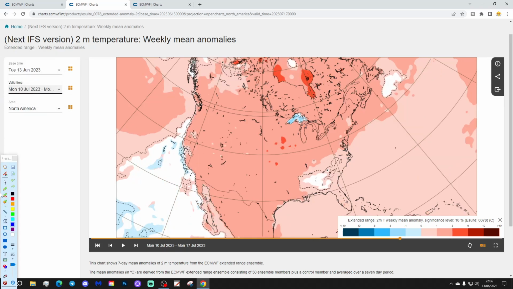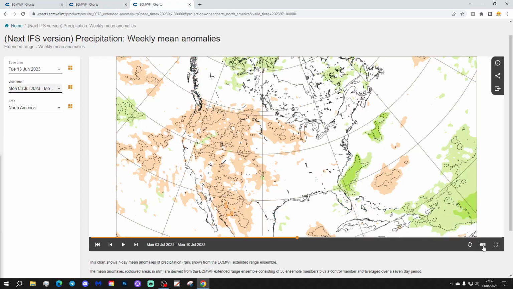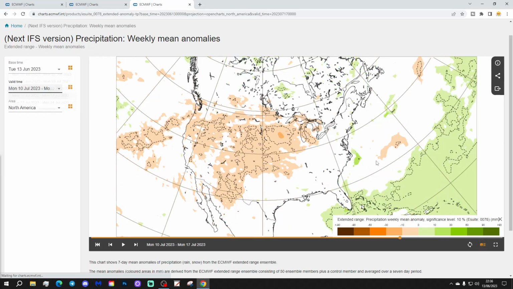The temperature anomaly, again, coast to coast warmth here, right way from the west coast all the way to the eastern seaboard and all points in between as well. And the precipitation anomaly looks like that, just generally drier than average, but again, particularly through these western states.